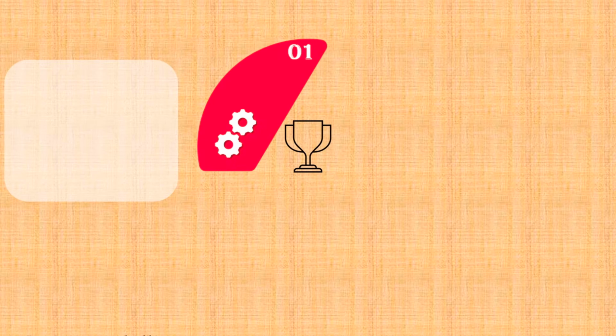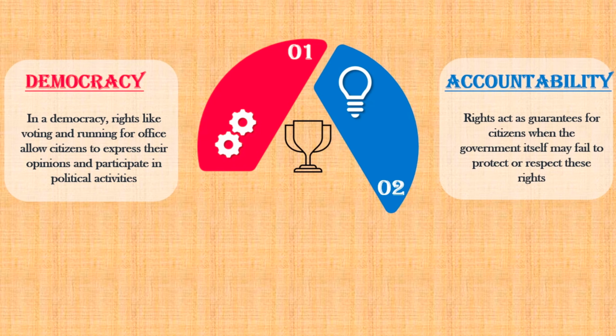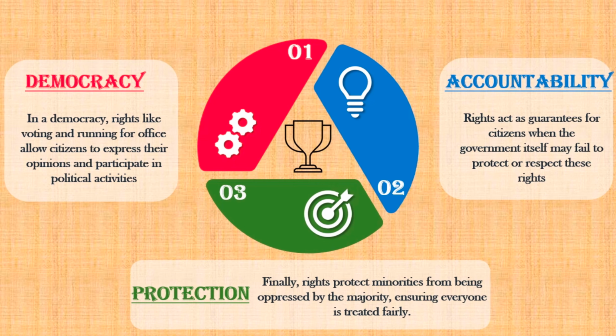Rights are crucial for several reasons. In a democracy, rights like voting and running for office allow citizens to express their opinions and participate in political activities. Rights act as guarantees for citizens when the government itself may fail to protect or respect these rights. Finally, rights protect minorities from being oppressed by the majority, ensuring everyone is treated fairly.